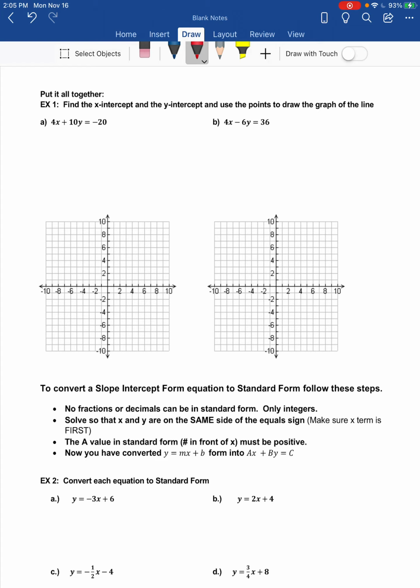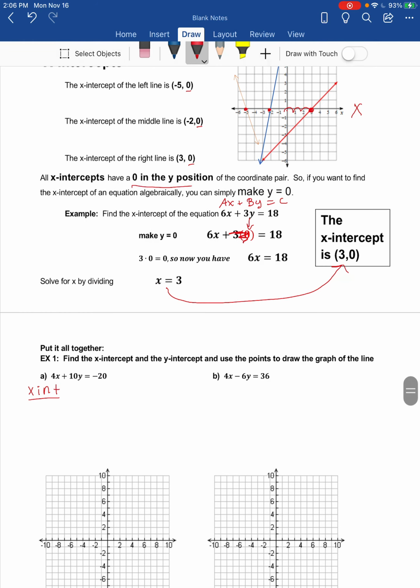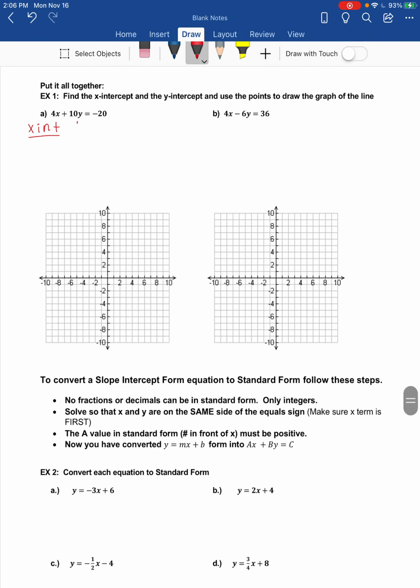So if you notice, equation A, 4x plus 10y is equal to 20, that's in standard form. Ax plus By is equal to C. And one of the easiest ways to graph your standard form equation is by finding your intercepts. So first, we're going to find our x-intercept. To find your x-intercept, you have a 0 in your y position. So we're going to plug in 0 for y.